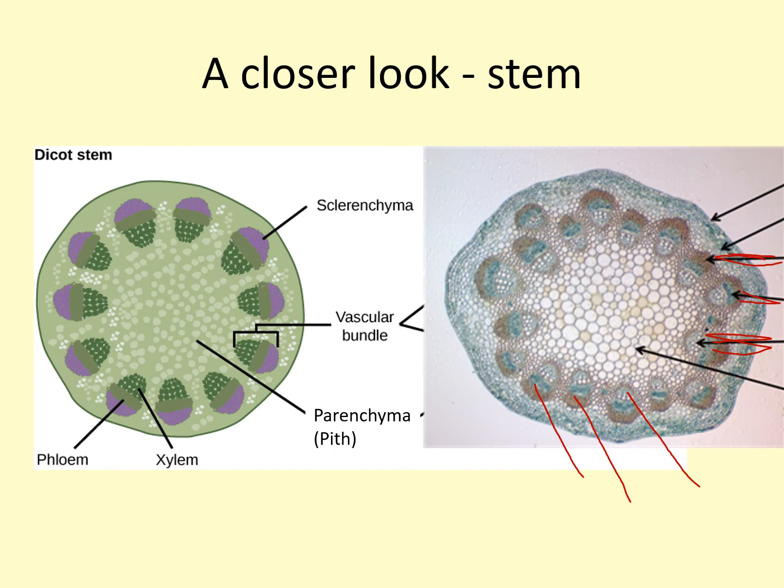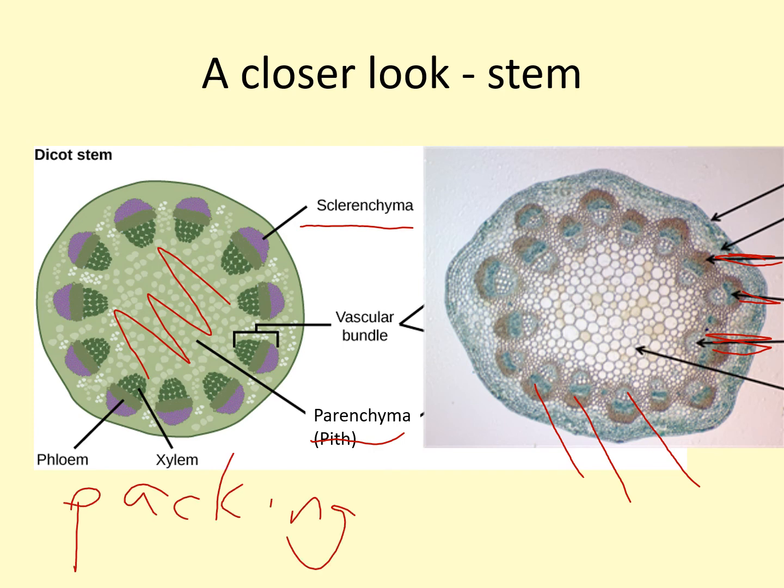Okay, so the sclerenchyma isn't part of the vascular bundle. You've got the xylem and the phloem with cambium in the middle, and you can see here you've got sclerenchyma labelled as well. Now parenchyma is all of this stuff in the middle. It's just kind of like a packing tissue, so it's just filler really, packing.